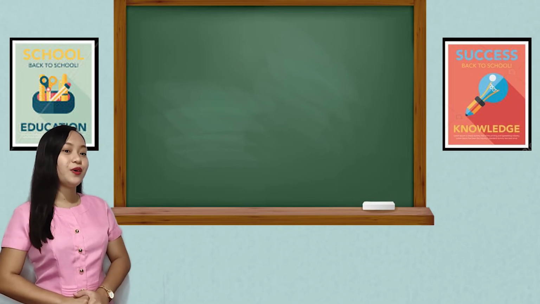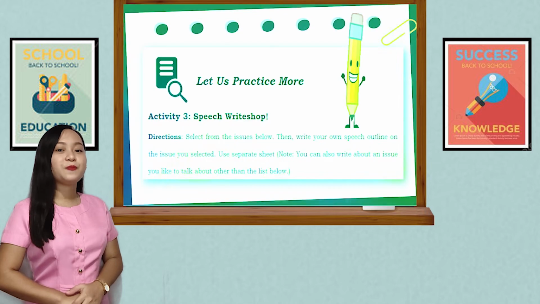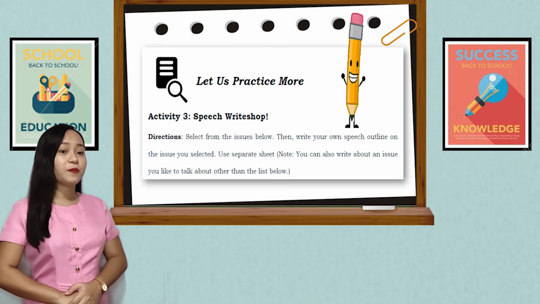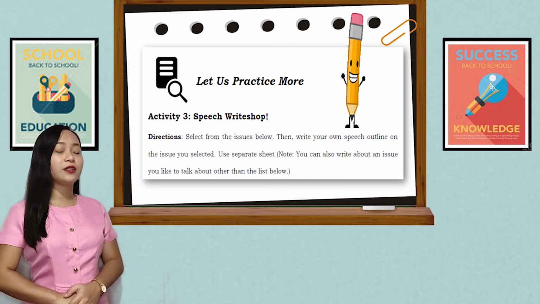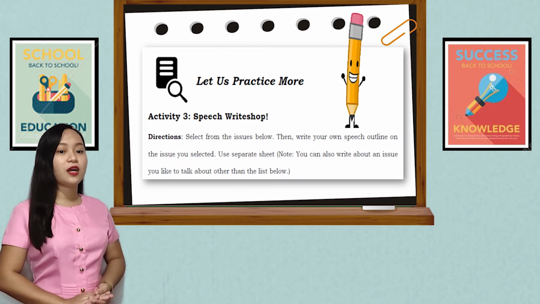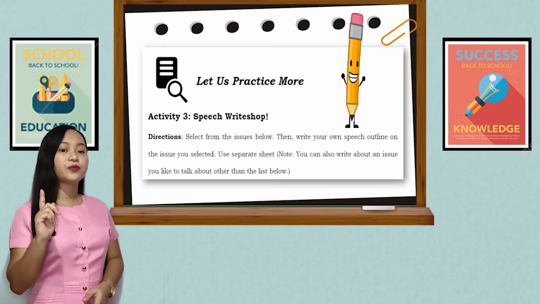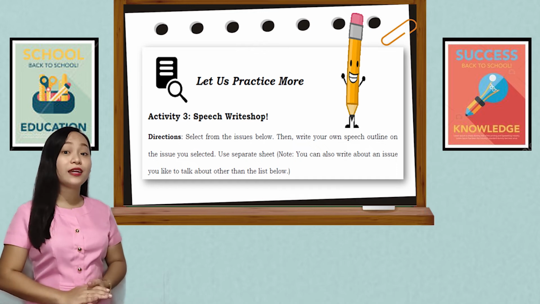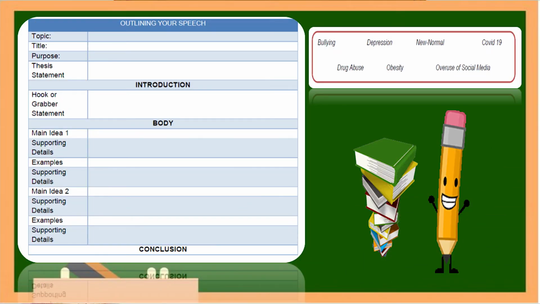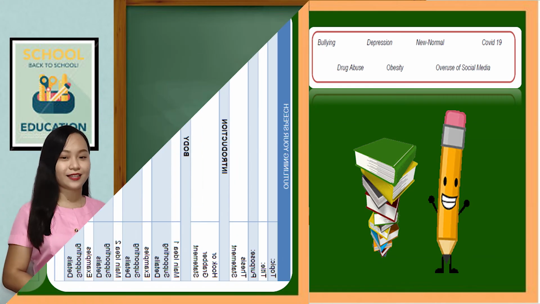Let's now go to Activity 3, Speech Write Shop. Directions: Select from the issues below, then write your own speech outline on the issue you selected. Use a separate sheet. Note, you can also write about an issue you would like to talk about other than the list below. Kindly refer to your Quarter 2 Module 6.